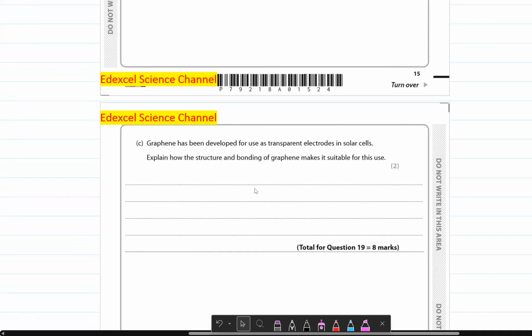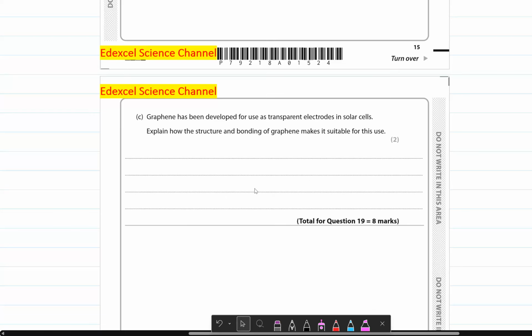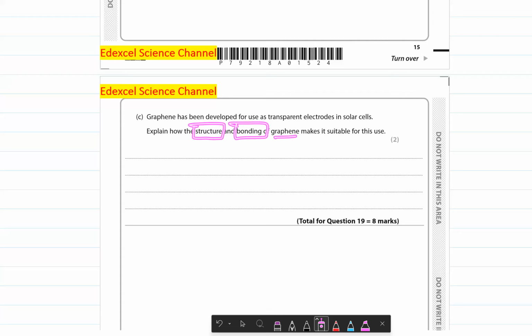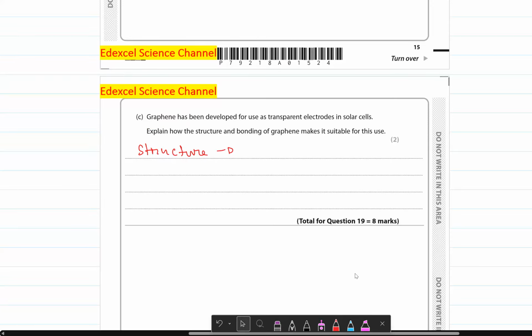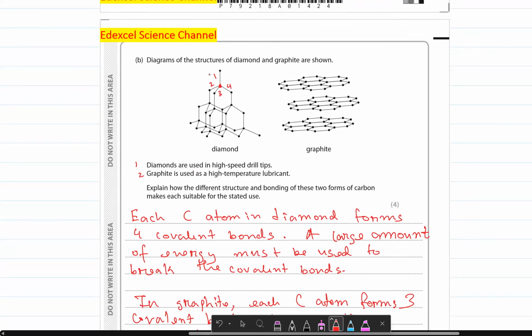Question number C. Graphene has been developed for use as transparent electrodes in solar cells. Okay, explain how the structure and bonding of graphene makes it suitable for each use. So when it comes to structure, right? Okay, guys, do you guys know what is graphene? Graphene is basically a single layer of graphite. Okay, this single layer is called graphene.